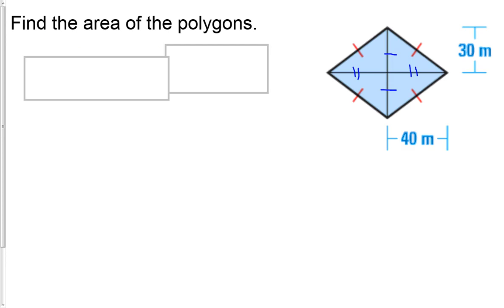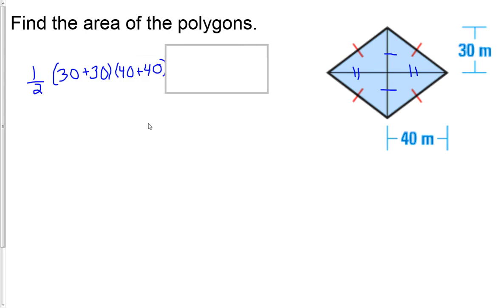Moving on, we've got find the area of the polygon. This time, again, they show you just this piece is 30, just this piece is 40, both in meters. Technically, we can figure out what the outsides are, but we don't need that. We just need diagonals. So this is 30, so is this piece. This is 40, so is this piece.